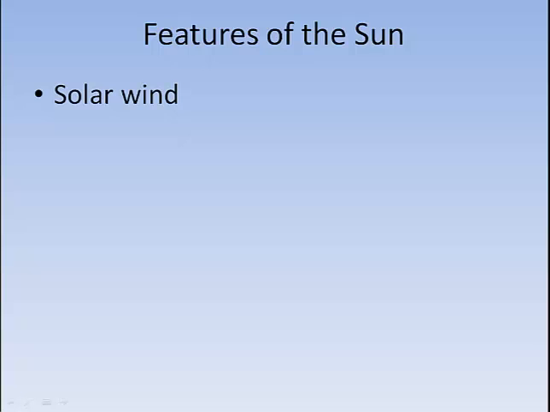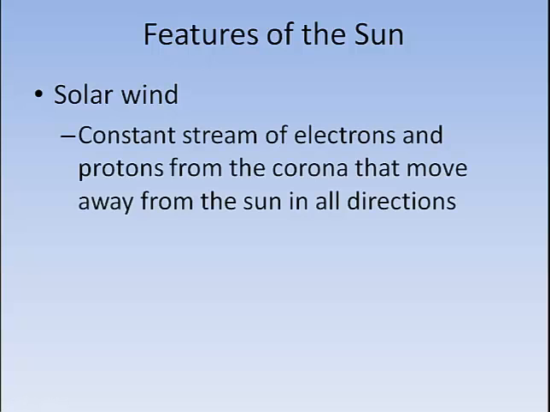And the last thing we're going to talk about is the solar wind. There's a constant stream of electrons and protons that leave the corona, or the outer atmosphere of the sun, and move away from the sun in all directions. Now, this is a very gentle thing. It's been going on since the sun was born, and it's not harmful to us. It's way different than a solar flare.